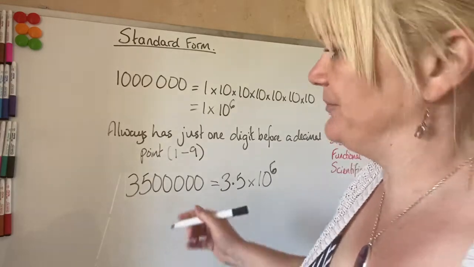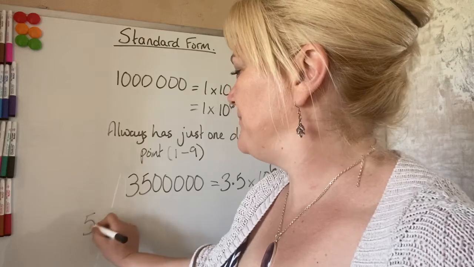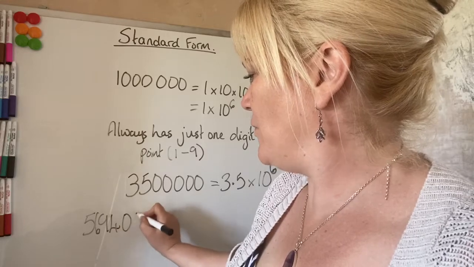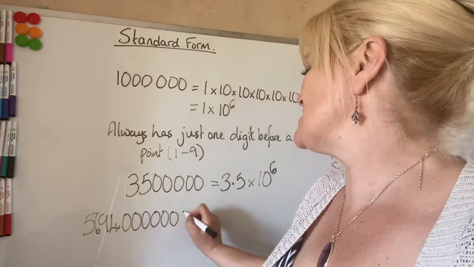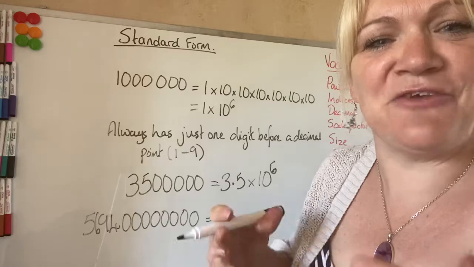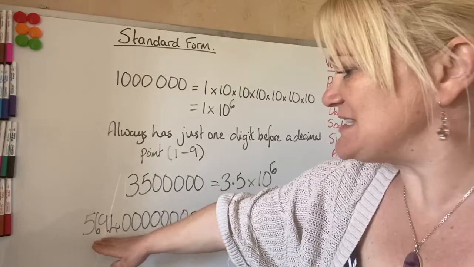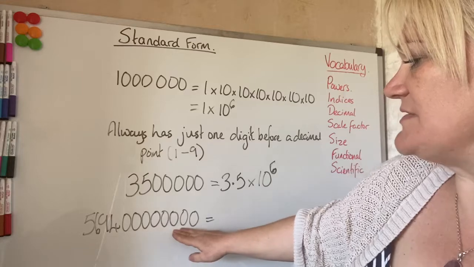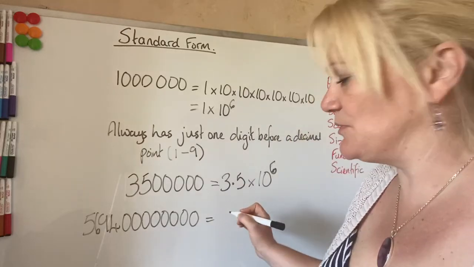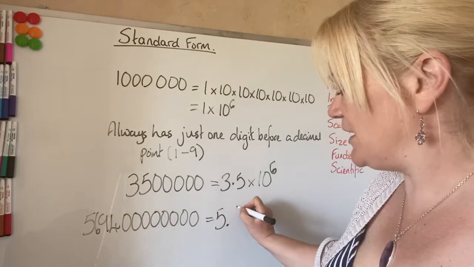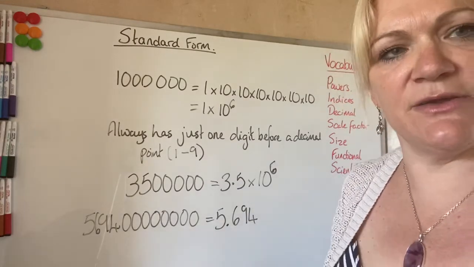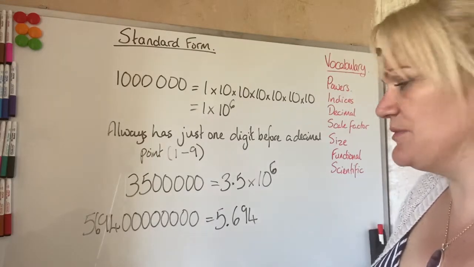Let's go for a really big one. Let's have 5, 6, 9, 4, then 1, 2, 3, 4, 5, 6, 7, 8 zeros. I'm not even going to attempt to name it. It's a really, really big number. So we know that we must have just one digit before our decimal point. So we're going to put the 5, then we put all the other numbers afterwards: 6, 9, 4, all the actual digits. We're not going to bother about the zeros because they just can be lost in the decimal places.